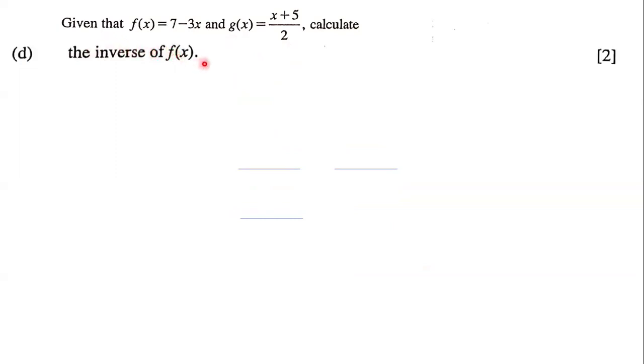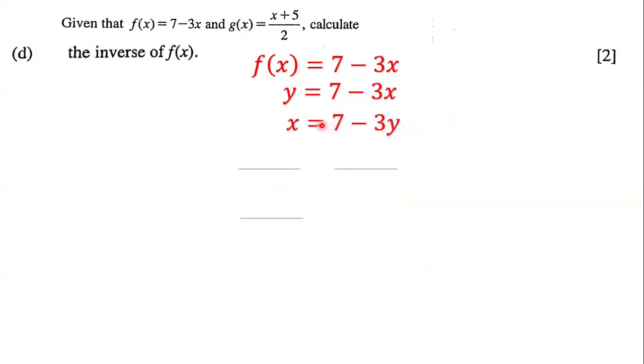Next, we have to calculate the inverse of f of x. Now, what is f of x? Well, f of x is equal to 7 minus 3x. And so the first thing that we're going to do in order to find the inverse of f of x is set f of x equal to y. So we have that y is equal to 7 minus 3x. The next thing that we're going to do is swap x and y. So we have x here and y here.